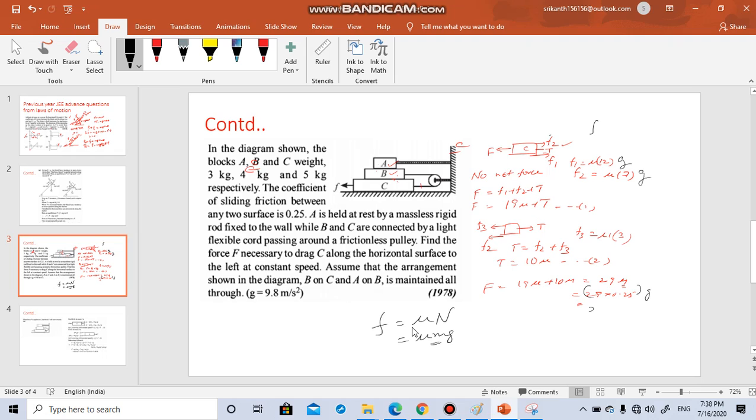So it is 290, because g is 10, into 0.25. So it is 290 by 4. 4 7s are 28, then 10. So you are getting 72.5 newtons. That is your answer. Please make this correction. This g I have forgotten. You have to consider that.